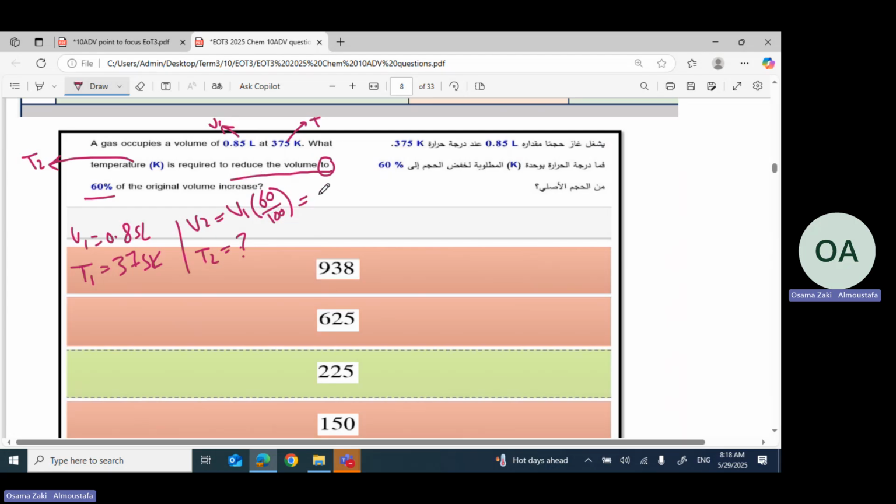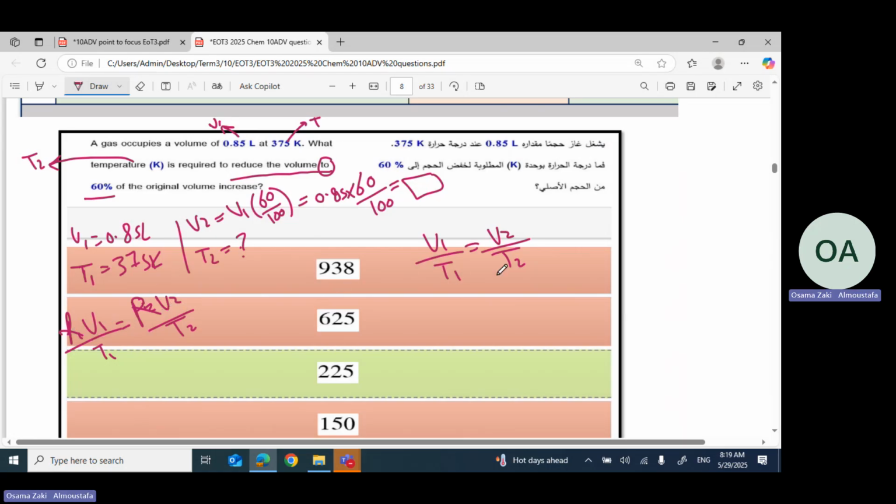So V1, which is 0.85, times 60%. Okay, so you can find V2. Then you can apply the formula. Which formula? V1 over T1 equals V2 over T2, because the pressure is not mentioned here. So the pressure will cancel out, because P1 V1 over T1 equals P2 V2 over T2. So we cancel the pressure because it's not mentioned here. So V1 over T1 equals V2 over T2.